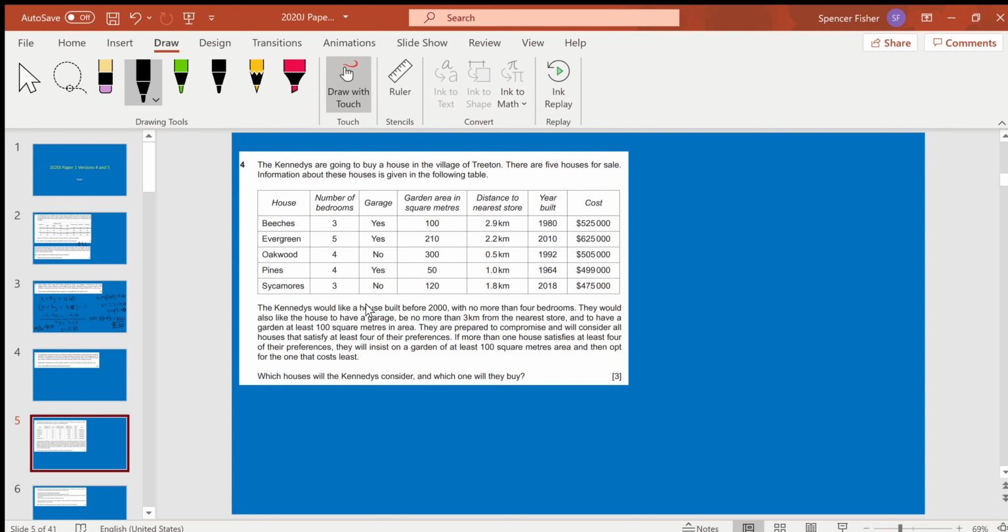Built before 2000. So here, here, here. Those 3 were built before 2000. They would also like to have a garage. So yes, yes, yes. No more than 3 kilometers from the nearest store, which happens to be all of them, but I'm going to circle this just because that's the pattern I've been doing.